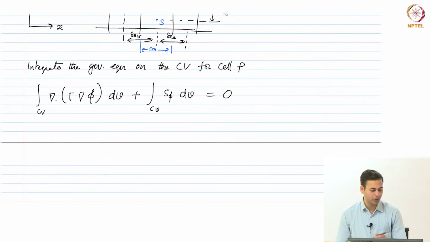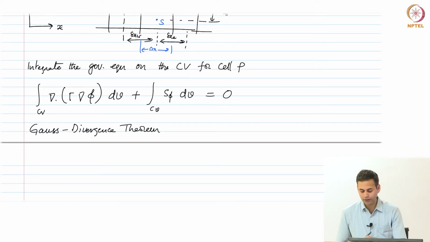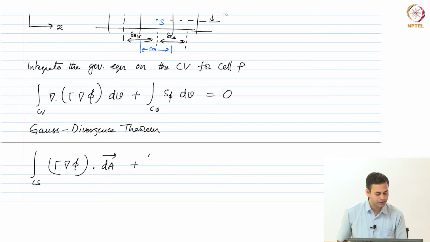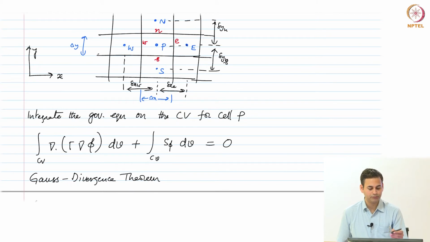Now, what do we do? We invoke the Gauss divergence theorem, and convert this volume integral into a surface integral. So, this will be integral over the control surface of gamma grad phi dot dA bar plus integral over the control volume of S phi dV equals 0. That is what we have. Now, what is this control surface in this context? The control surface is made up of 4 faces, that is the east face, the west face, the north face, and the south face. So, this is our control surface.